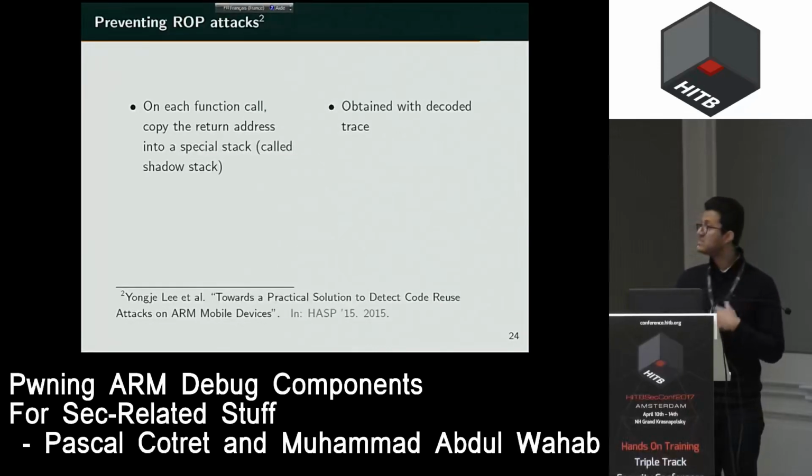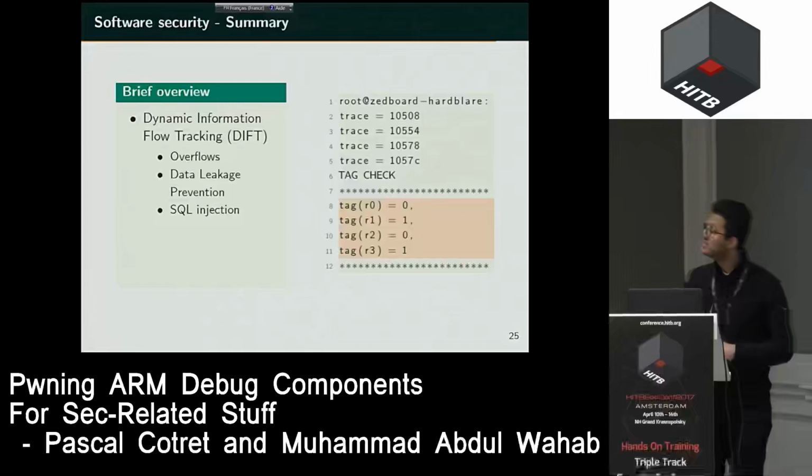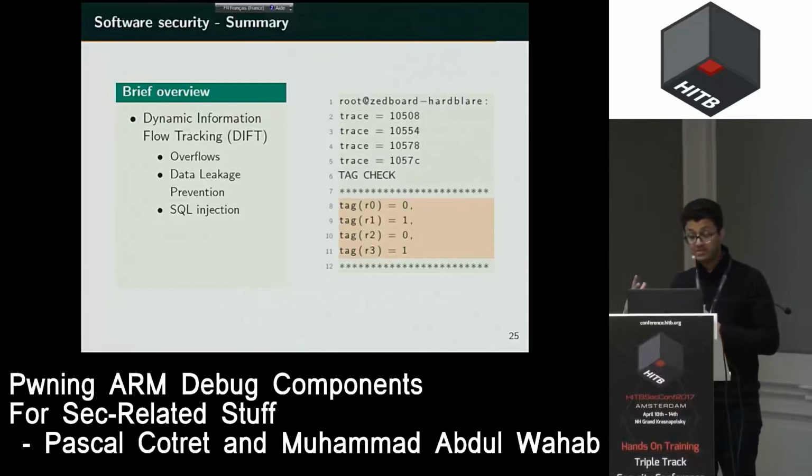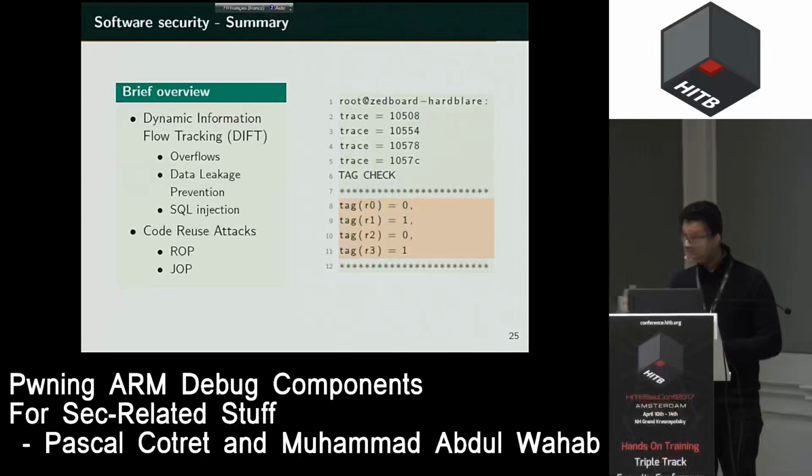Once the function returns, they check the shadow stack value against the real stack value. If it matches, everything is okay. If it does not match, something went wrong. This is how they detect return-oriented programming attacks. Just to sum up, dynamic information flow tracking allows us to prevent buffer overflows, heap overflows, data leakage, which I showed you earlier, and SQL injections and cross-site scripting as well. We can use it to prevent code reuse attacks as well.